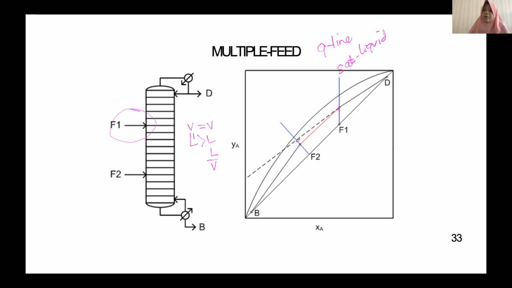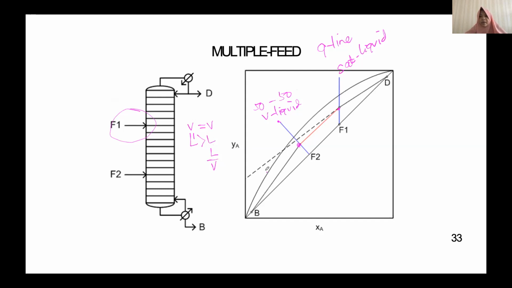And this one, we also add another one, let's say vapor and liquid. So this one is vapor and liquid, for example, half, 50% vapor and 50% liquid. And then you just add the liquid to the liquid and the vapor to the vapor from the feed, and then you can get your new slope. So basically, this one is the typical multiple feed.